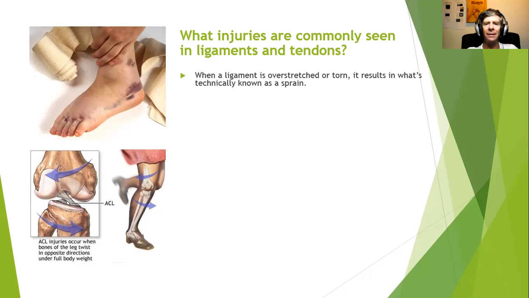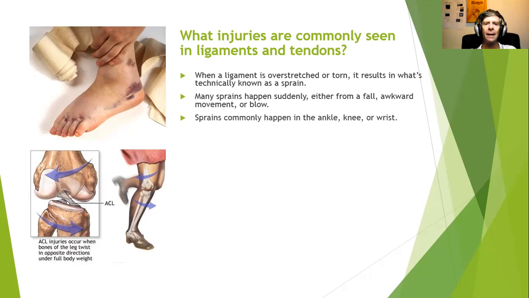So when a ligament is overstretched or torn, it results in what's technically known as a sprain. Now you get a strain, you get a sprain, and then you get a tear. Again, we don't have to worry about all the technical bits and pieces, but there's different levels of injury. Many sprains happen suddenly, either from a fall, awkward movement, or a direct blow. Sprains commonly happen in the ankle, the knee, or the wrist.